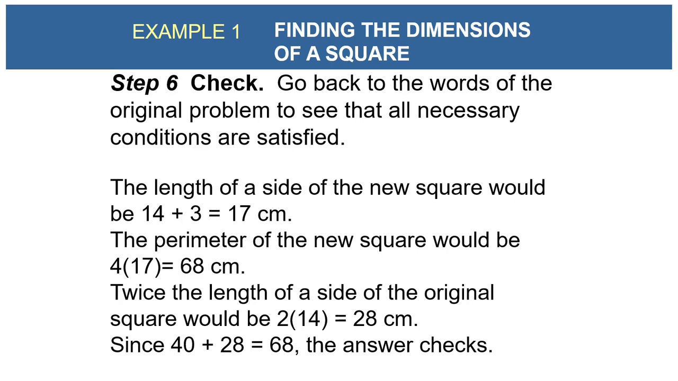Recall, we wanted the perimeter of the new square to be equal to 40 more than twice the side of the original square. And so since 40 plus 28 equals 68, our answer is good.